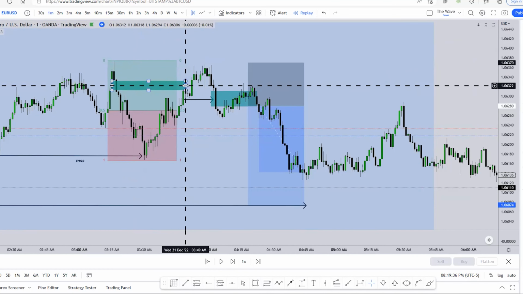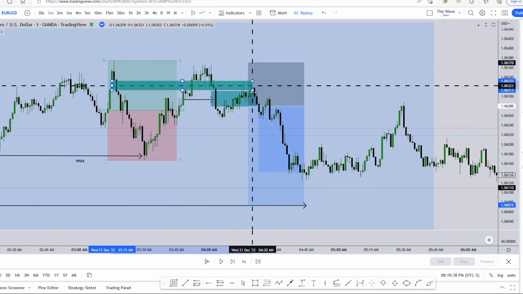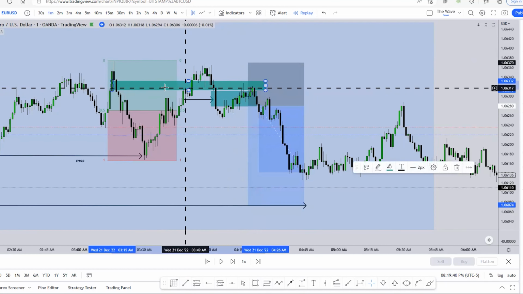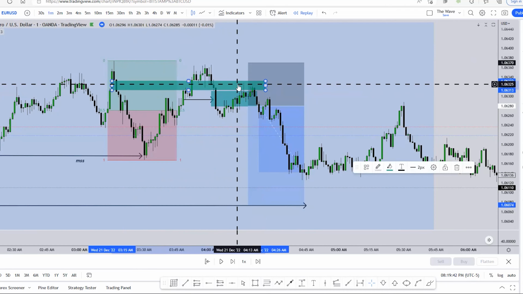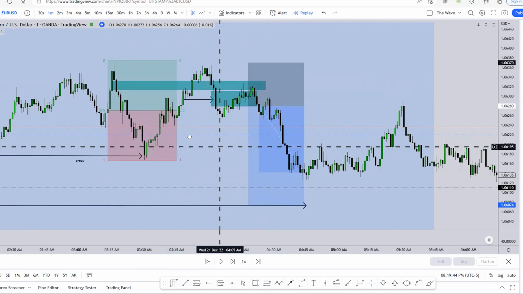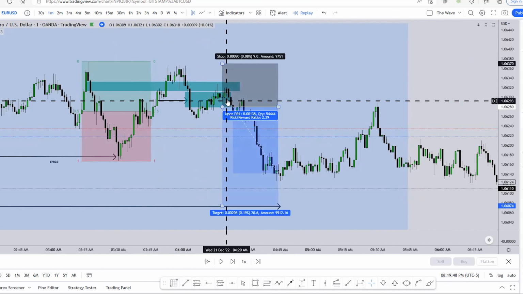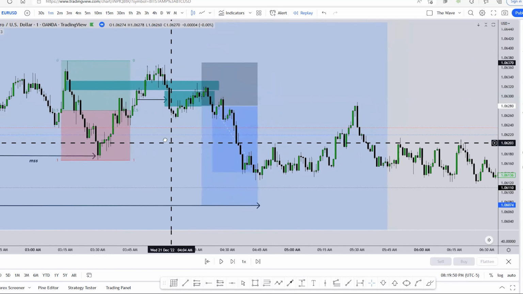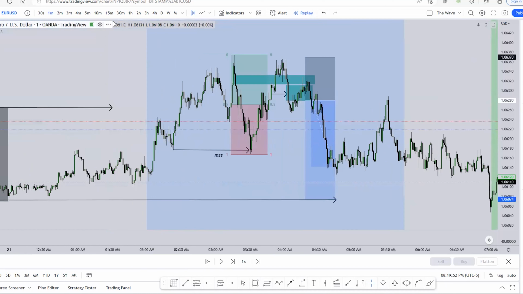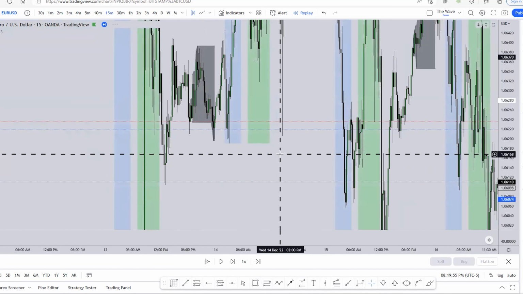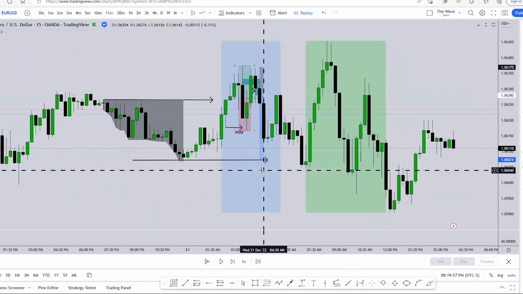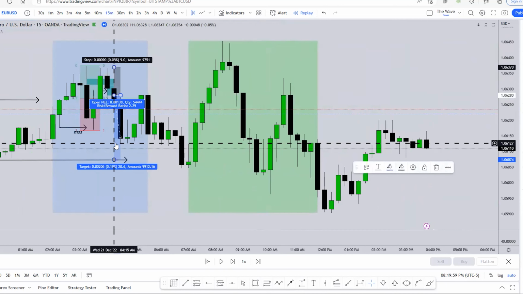Now if you look to the left, this also lines up and taps into the same area here. So this is just areas of demand. Now go back to our 15-minute, reset the chart.